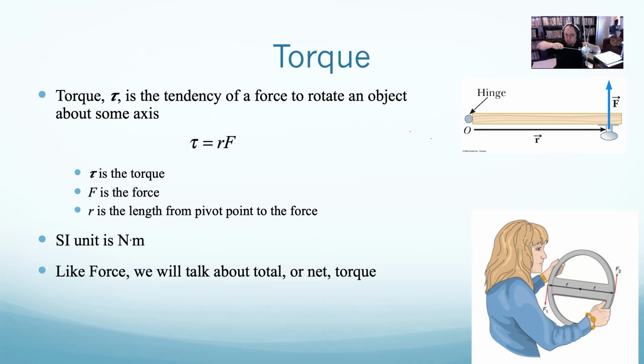If I pull this straight to my right, I don't know what direction is to you guys, probably left, it's not going to spin. It's only when I push it down or push it up. This assumes R and F are 90 degrees from each other.